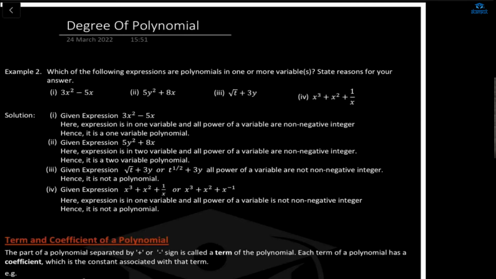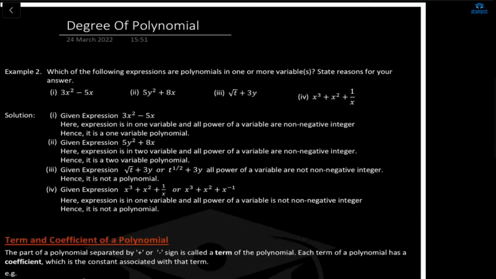If you know that it is a polynomial, you should know the exact answer of why it is. Then only you can discriminate between when it is not a polynomial and when it is a polynomial. Is it in one variable or two variable, Aram? Two variable. Check it. It is in two variable.